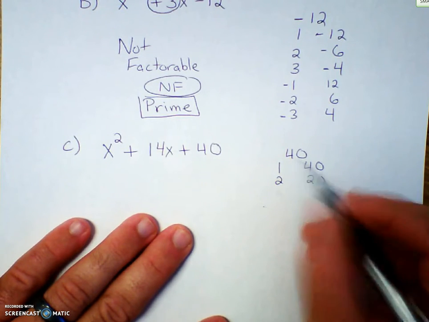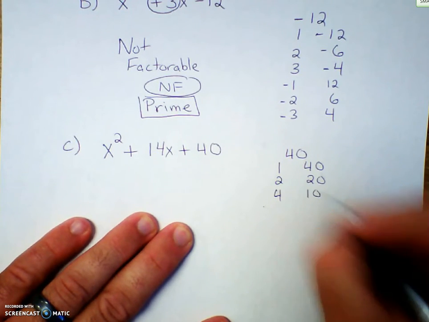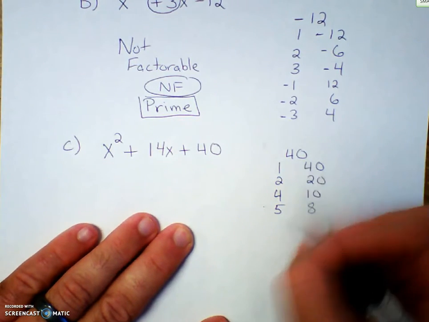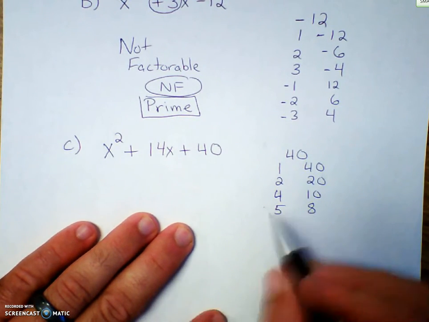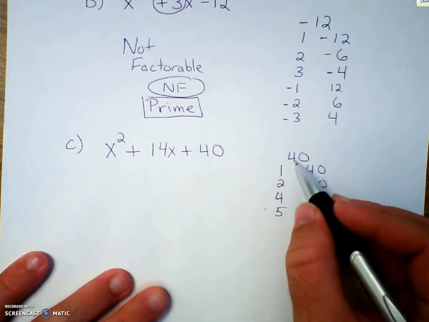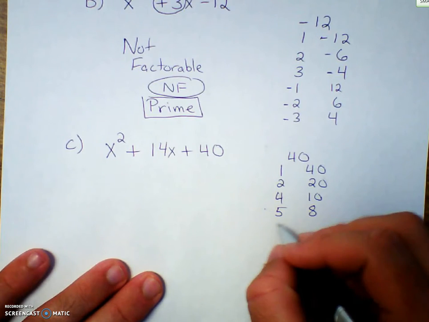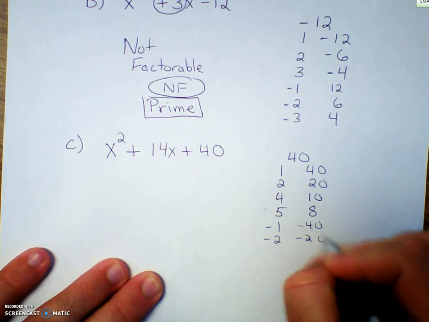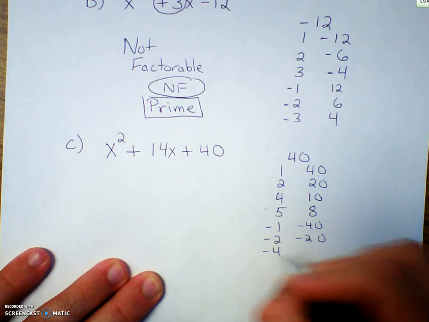3 doesn't go into 40, but 4 does 10 times. 5 goes into 40 8 times. 6 doesn't, and 7 doesn't. And then when you get to 8, you've already done that. So those are all your positive forms to get you positive 40. But you also know that 2 negatives can also get you a positive 40 when you multiply them.